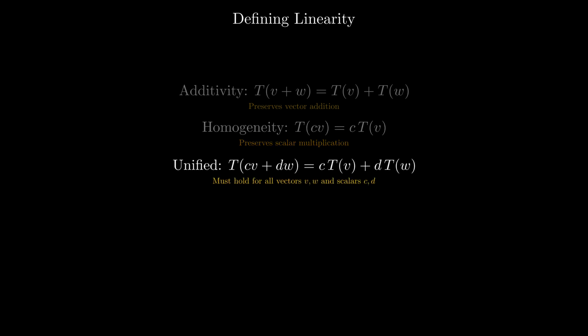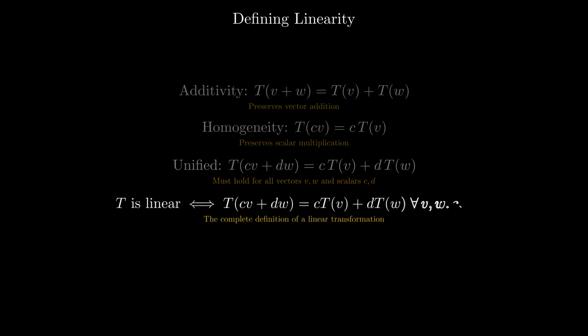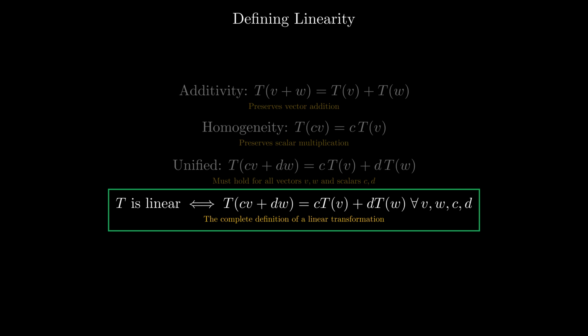We can fold both rules into a single equation. T of cv plus dw equals c times T of v plus d times T of w. If this one equation holds for every choice of vectors v and w and every choice of scalars c and d, then T is linear. That is the entire definition.